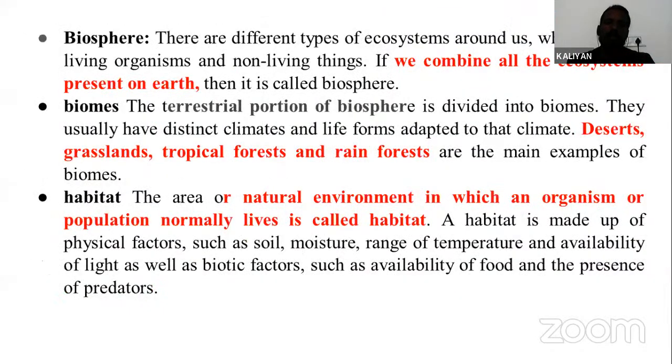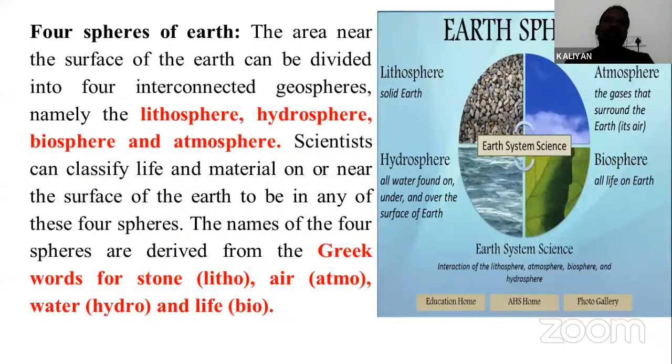And the spheres of the earth. So basically earth is divided into four spheres. One is the lithosphere, atmosphere, biosphere and hydrosphere. Biosphere means all life on earth, and atmosphere is the gases that surround the earth. Lithosphere is the solid earth, and hydrosphere is the water. The names of the spheres came from Greek words. Litho is stone, atmo is air, hydro is the water, bio is the life. These words are Greek. So these are the four spheres. So we look at them one by one.